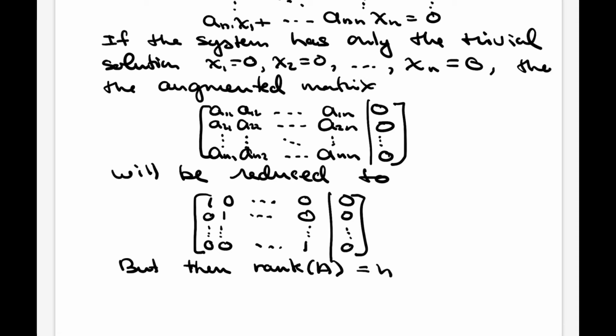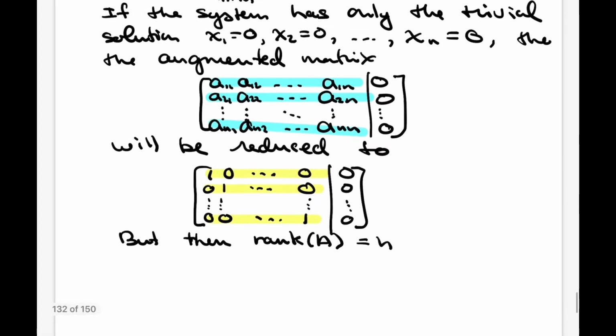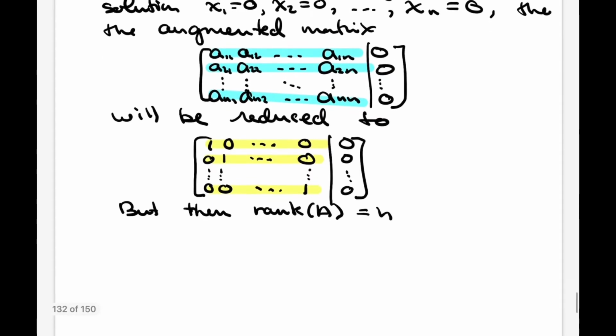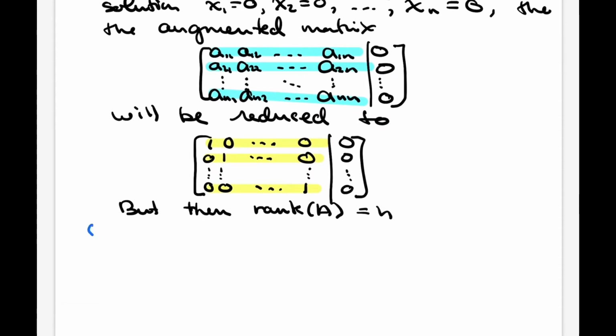Why is that? Well, it's because this matrix on the left is the matrix A, and if the augmented matrix reduces to this, it means that A will reduce to this matrix. And this, of course, has n columns, and therefore, since each column and each row has a leading 1, there are n leading 1s, and that's the rank. And so we've just proven C implies D. So let's prove D implies E.